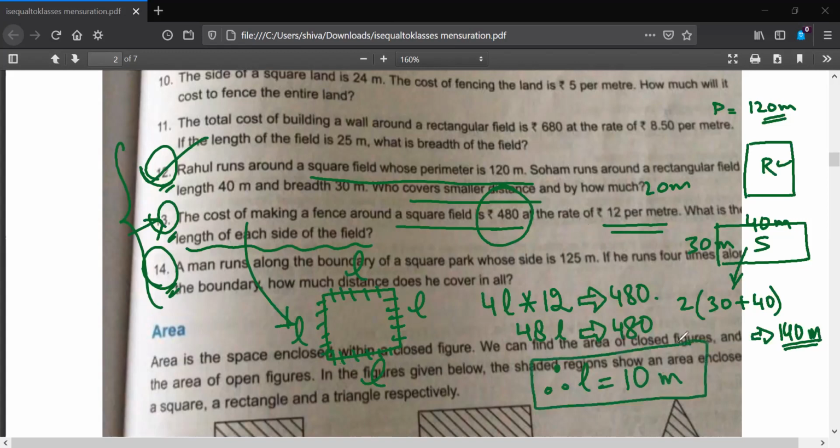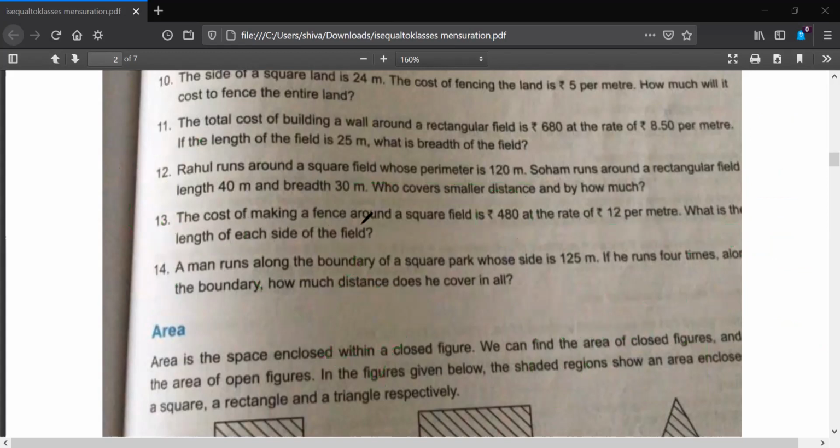Mr. Sarthak, any doubt? So I didn't understand this. Okay. Let us look at this again. The cost of making a fence around a square field is rupees 480 at the rate of rupees 12 per meter. So let us try to understand this again. So Sarthak, this is a square field. I am making a fence around it.